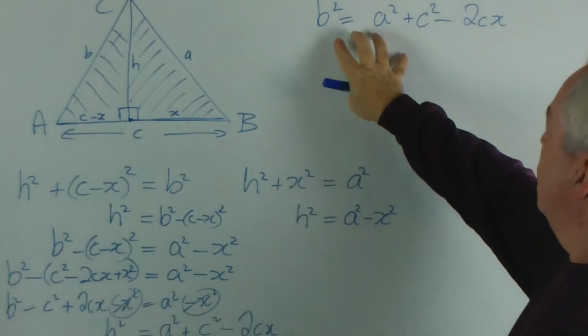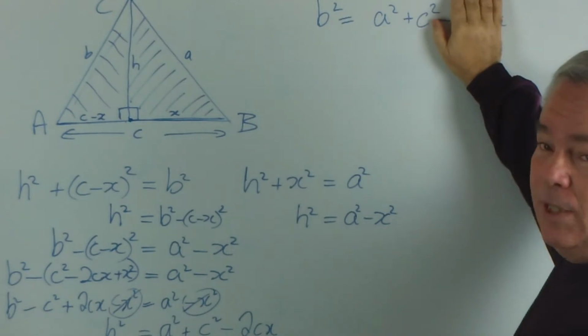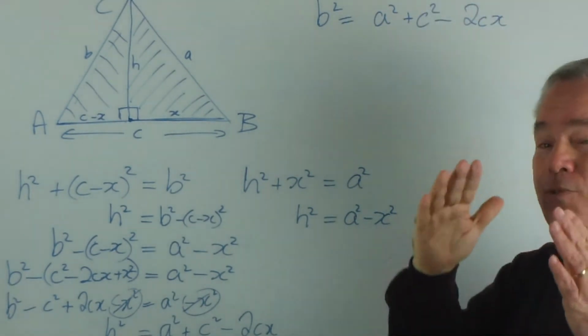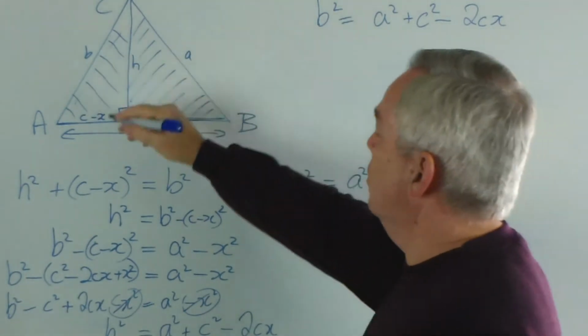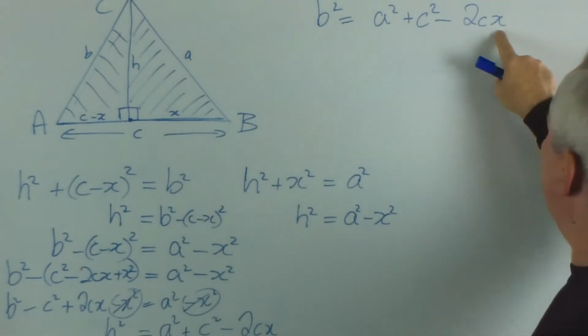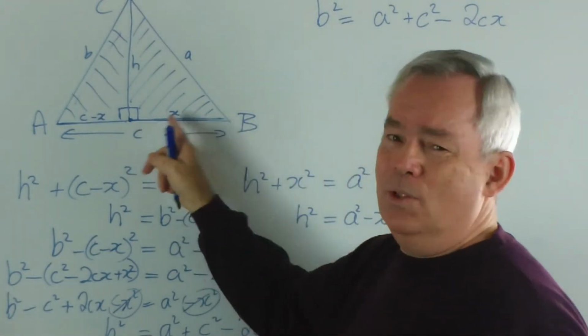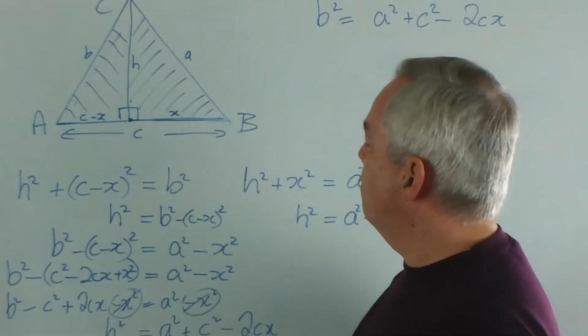Now you can see this looks like Pythagoras' theorem, doesn't it? Exactly. But it has another term to adjust for the fact that we don't have a right angle in this large triangle. The problem is we have the formula with an x in it, and we really don't want to talk about a fraction or a portion of one side.